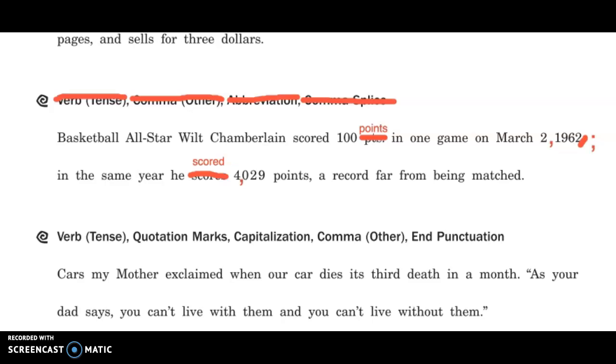Let's start with our verb tense errors. This sentence is talking about something that's already happened. So I am going to replace this present tense dies with the past tense died. That would take care of my verb tense errors. Next, I'm going to add quotation marks. So at the beginning of the sentence, my mother is exclaiming the word cars, so I need to show that she's speaking by adding those quotation marks around the word cars.